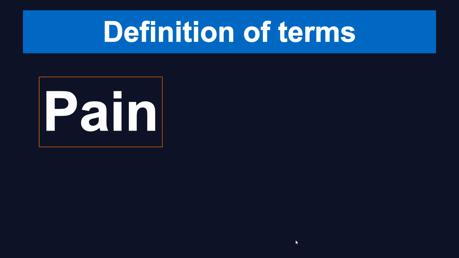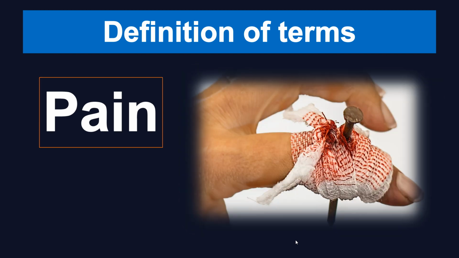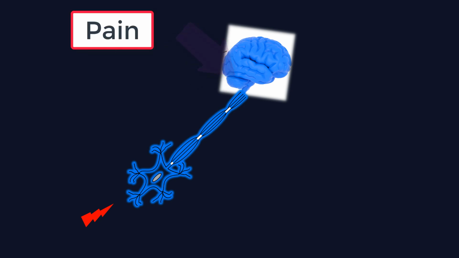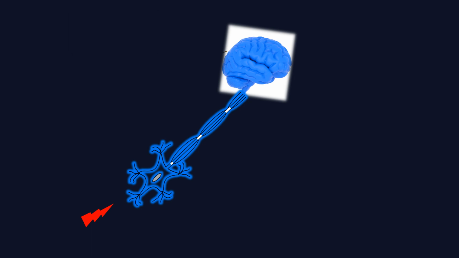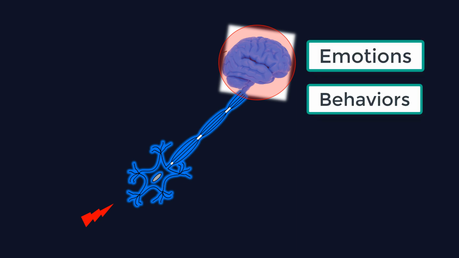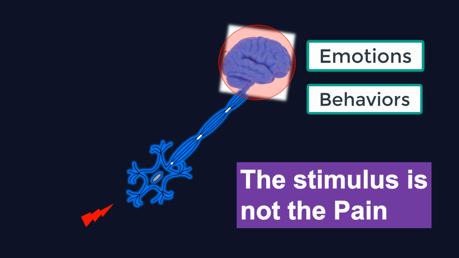Now, most people think of pain as a stimulus. For instance, a painful nail injury, a painful pinprick, or touching a hot stove or something similar. This noxious stimuli sends sensory information to the primary somatosensory brain areas in order to be perceived as pain. Now, it does not end there. This information is also then relayed to other brain areas such as the limbic system, which is responsible for emotions and behaviors. Therefore, in a nutshell, we can say that the stimulus in and of itself is not really pain.